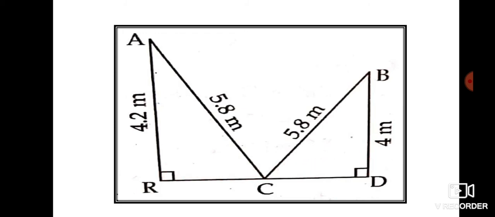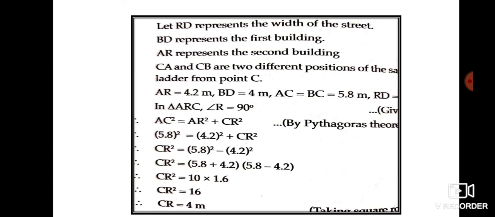So you are using the Pythagoras theorem, very simple. The only part here is the calculation part, because here the measurements are given in decimal. I'm not going to explain the sum. It is by Pythagoras. You can solve it. I have written it over here.